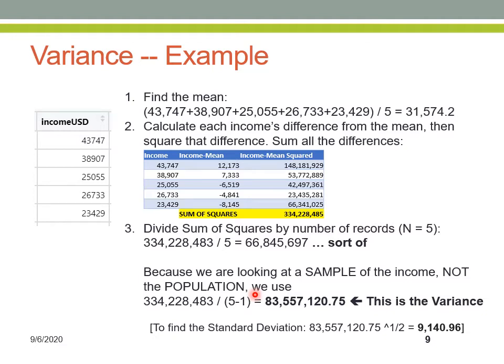So we divide our sum of squares here by n minus 1, and we get our variance right here. Now, if we wanted to go a step further and figure out the standard deviation, all we would have to do is calculate the square root of the variance. That gives us this number. Awesome!